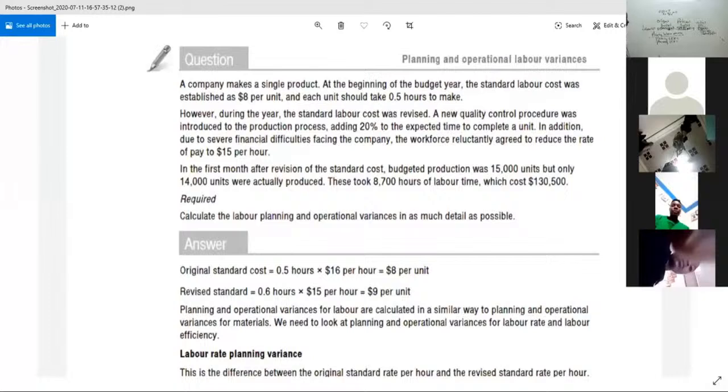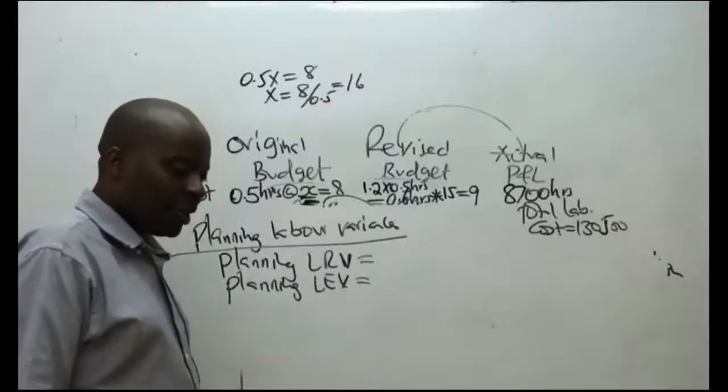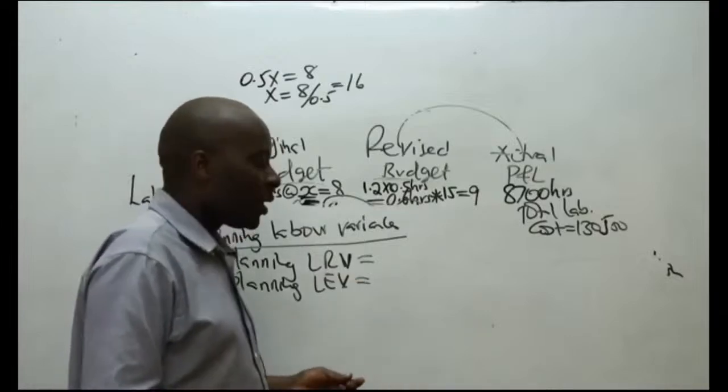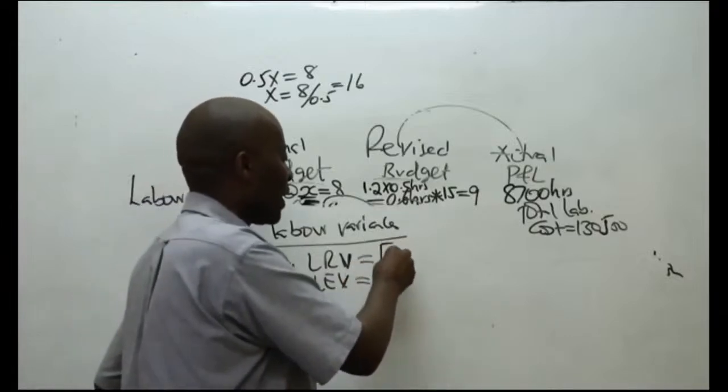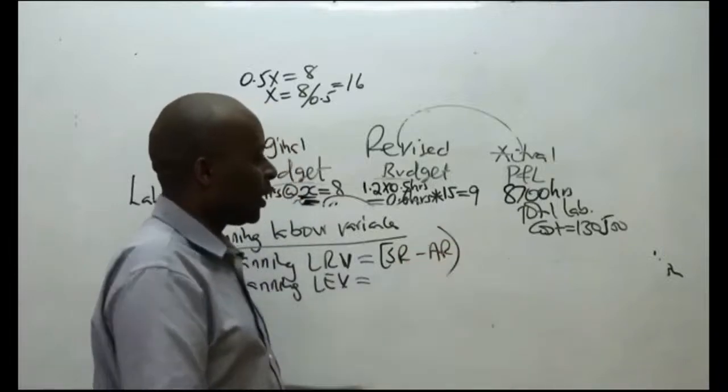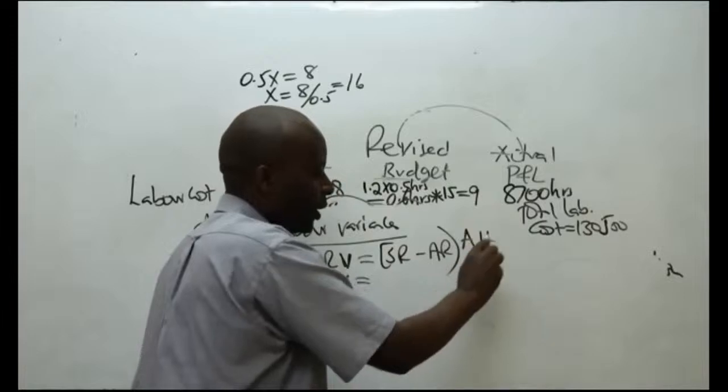Let's see what we have here. Planning labor rate variance. First of all, they see the board. What do we have? Just the normal variance, where we have the standard rate minus the actual rate multiplied outside there with the actual hours.